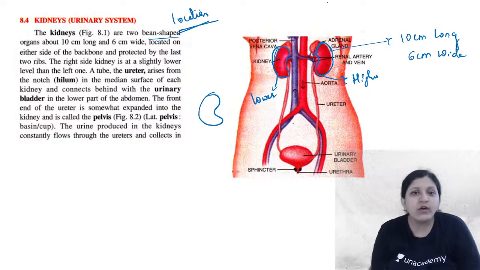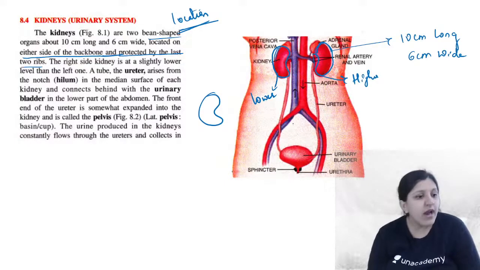So where are they located? They are located on either side of the backbone and protected by the last two ribs. Okay, so they are protected by the last two ribs, and also either side of the backbone is there.